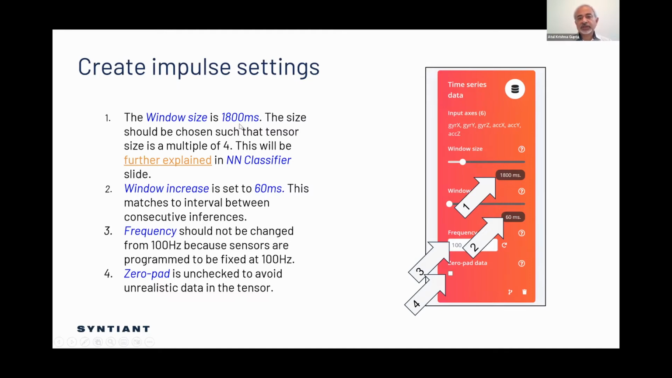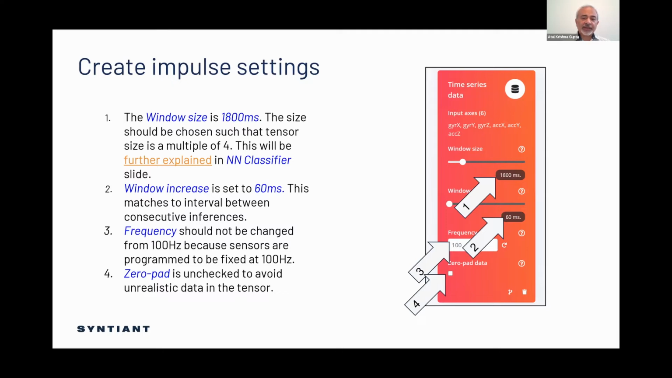So here we have chosen 1800 millisecond window, and later on we would show how this window is reasonable from the different limitations we might have. Now, window size is another parameter which you have to choose, and we have chosen 60 millisecond. So why did we choose 60 millisecond? Because in the project we are going to show, we are actually having inferences done at every 60 millisecond.